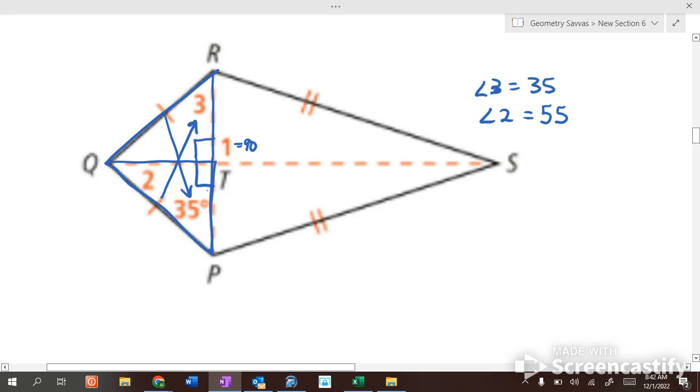Okay. Well, we might need one more angle over here somewhere to figure out all these. So if this is like 20 degrees, then this would be 20. And since this is 90, this would be 70, and this would be 70. See how easy that is? Once you figure out one, then you can get a whole bunch of them.